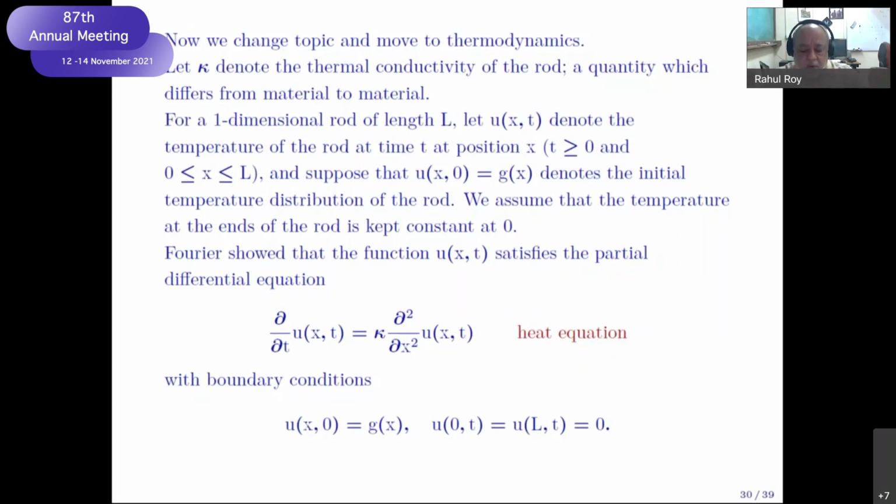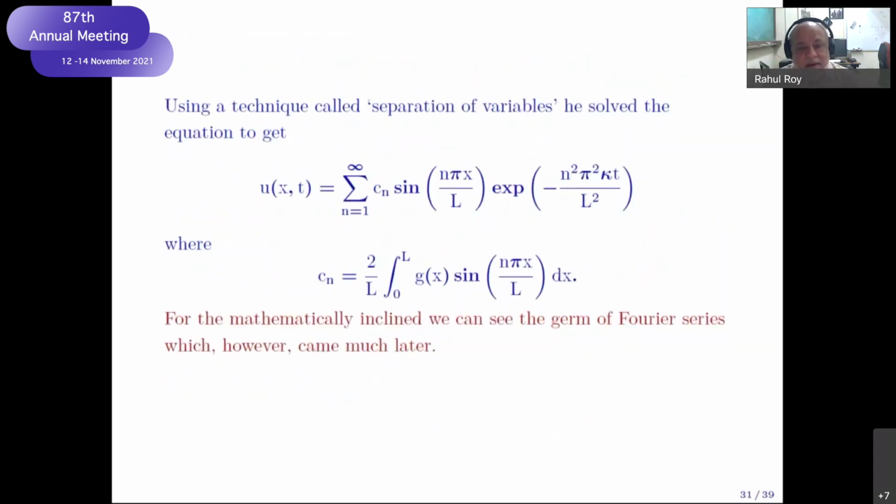What he took was basically a rod of length L, and he said, okay, I want to hold the two ends, so at the two ends of the rod the temperature is 0. Then the rod is heated. How does the temperature, as a function of t and at location x, measured by u of x,t, evolve? At time 0, the heat distribution on the rod is given by this function g of x, and as I told you, at the two ends of the rod the temperature is 0. He used a technique called separation of variables, which we now teach our undergraduate students, and solved this equation. It was a major triumph.